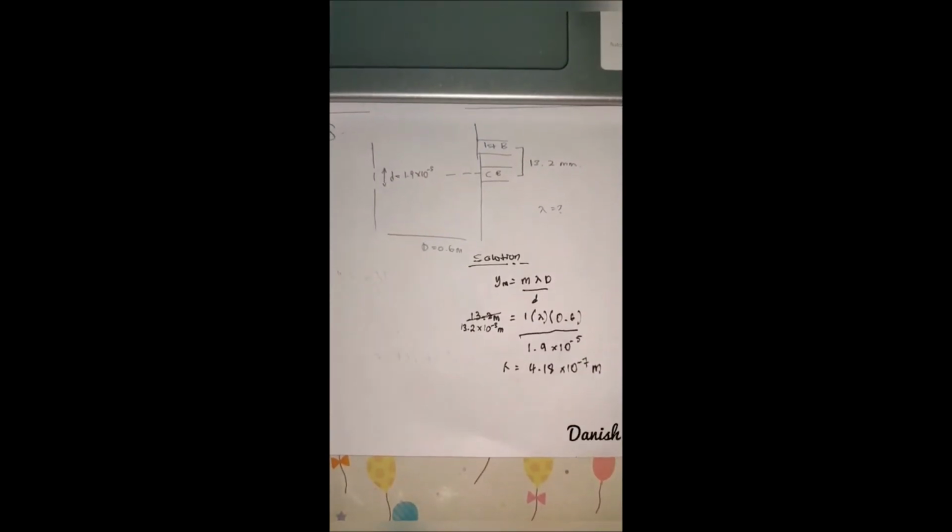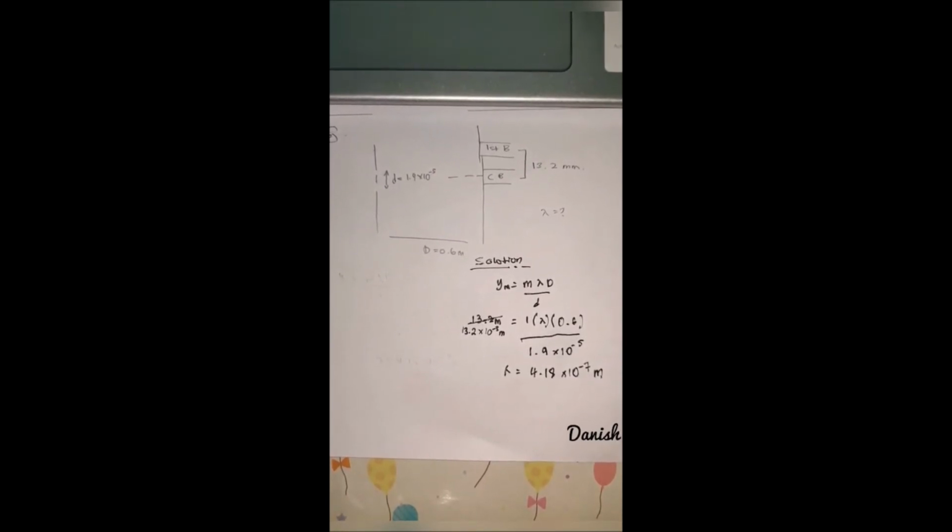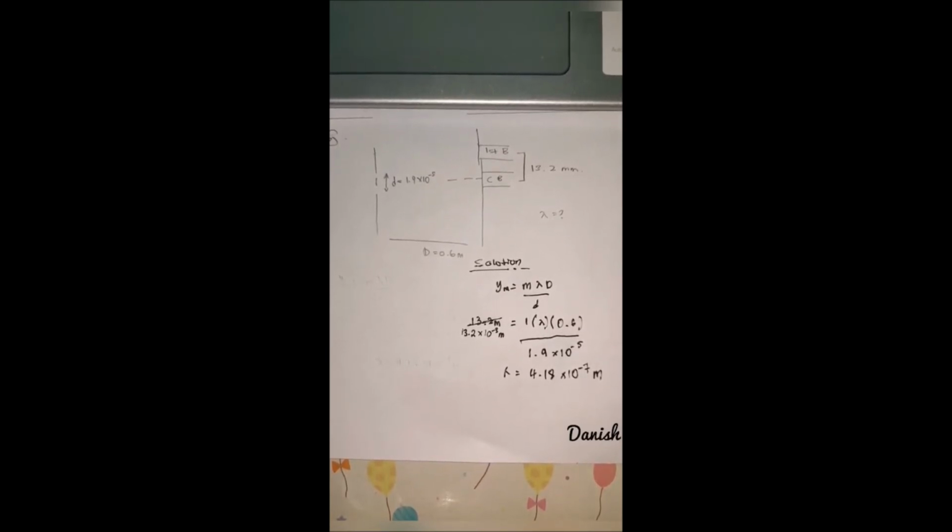Now, the solution for question 9b. For this question, we need to use the formula ym equal to m lambda capital D over small d, and then we substitute the value ym equal to 13.2 multiplied with 10 to the power of negative 3.